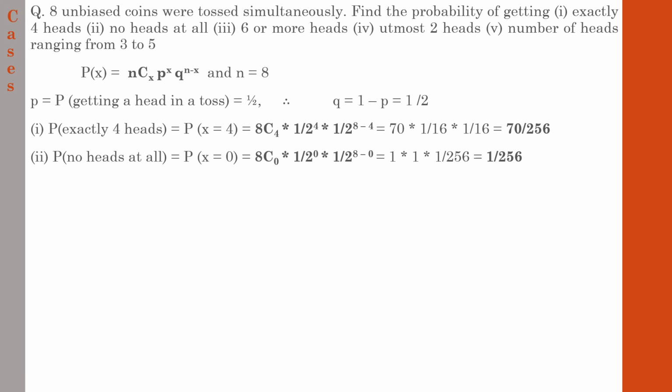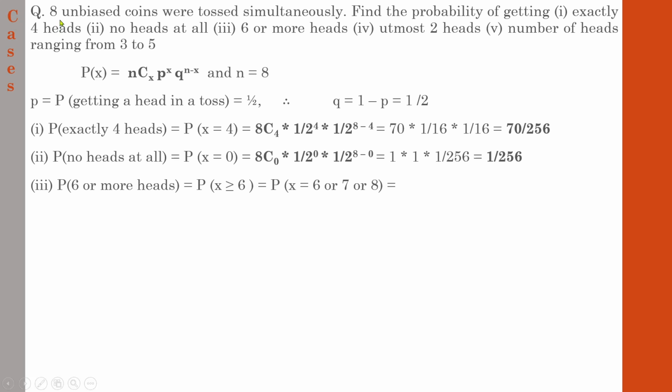Next one, 6 or more heads. From now on you have to be very logical while dealing with the question with regard to distributions. P of 6 or more heads means 6 or more. 6 or more means 6, 7, 8, 9, 10, 11, 12, anything. But you have to be very cautious.